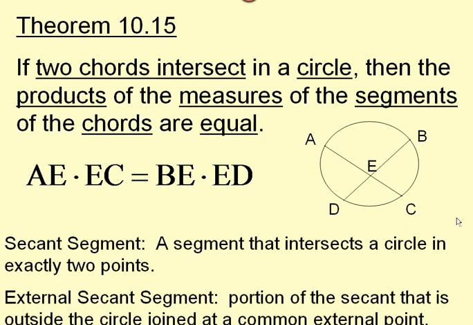Now let's talk about what a secant segment is. A secant segment is a segment that intersects a circle in exactly 2 points, as opposed to a tangent. A tangent is only going to touch a circle in 1 point. An external secant segment is a portion of the secant that is outside the circle joined by a common external point. We'll see that here in the next slide.